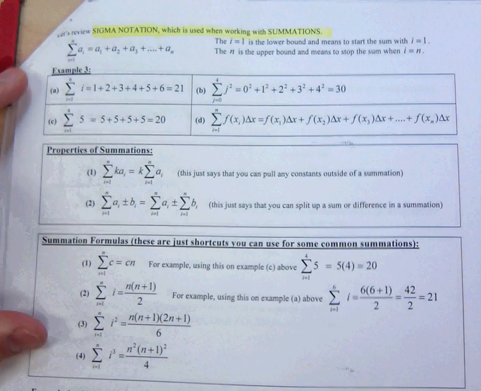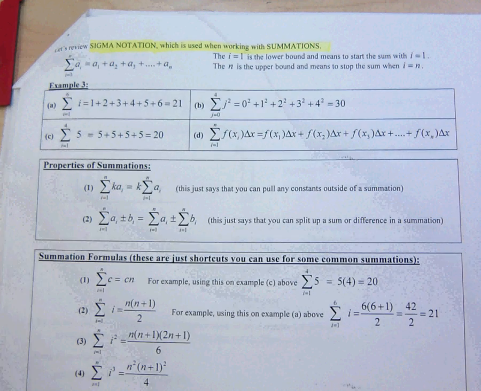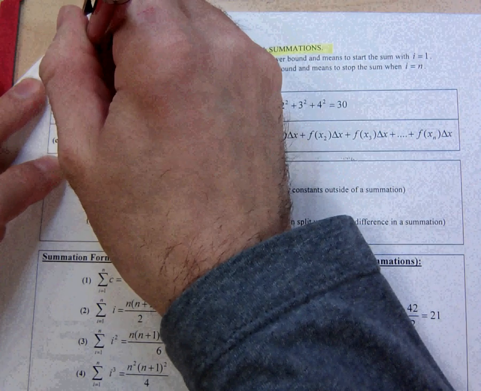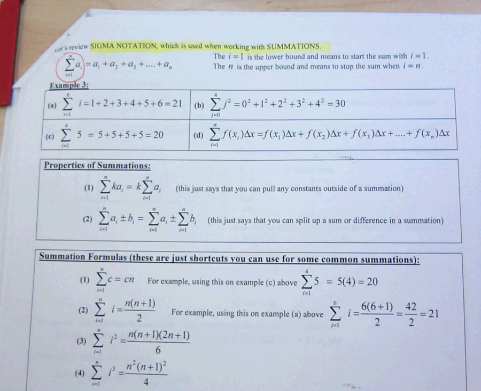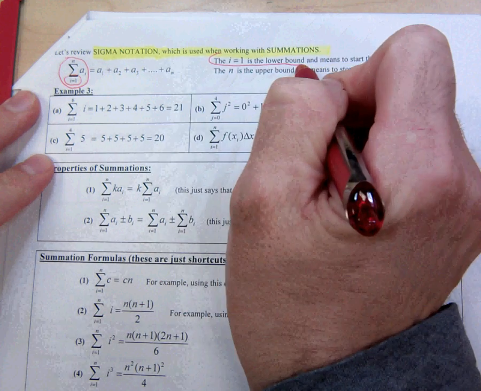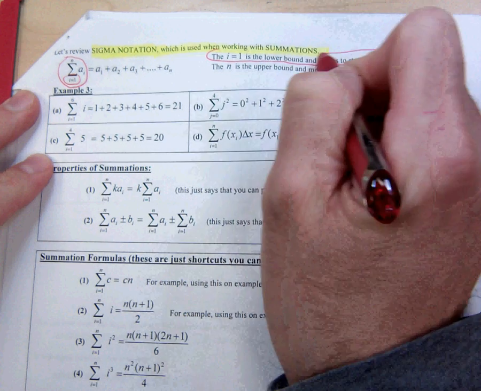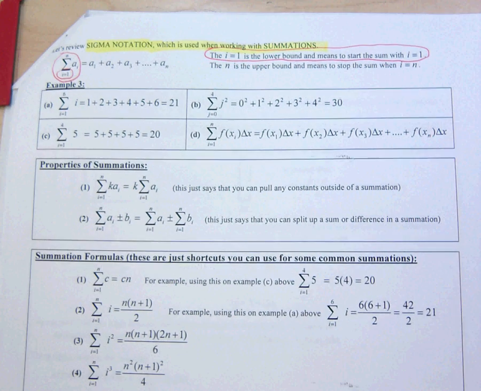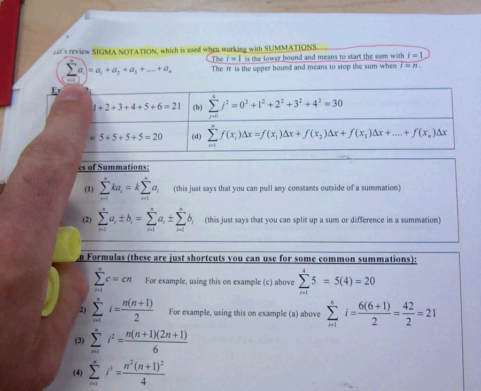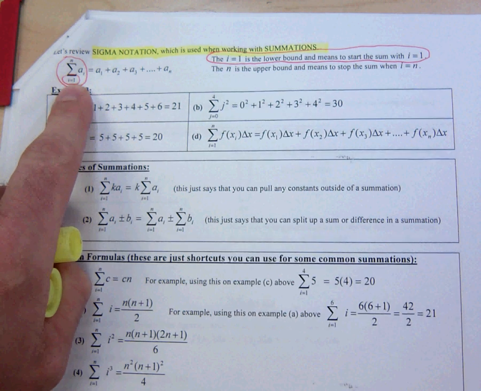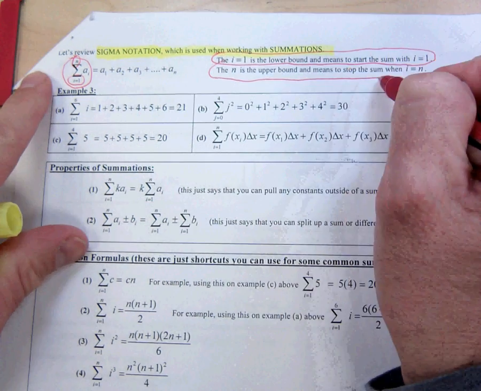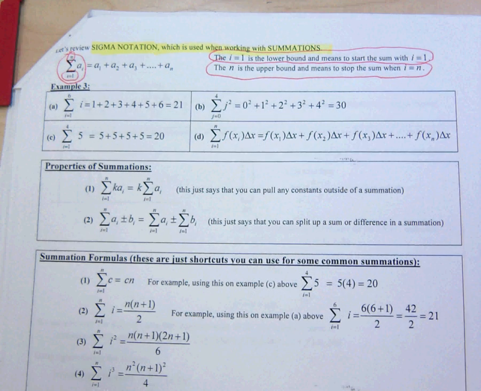All right, so when I write something like this, let's talk about what that means. The i equals 1 down here is the lower bound, and it means to start your sum with i equals 1. And then what you do is you keep adding 1. So you start with i equals 1, then you go to i equals 2, i equals 3, and so on. And you stop when you get to that number n. So that is the upper bound. And again, it means to stop when you hit i equals n.